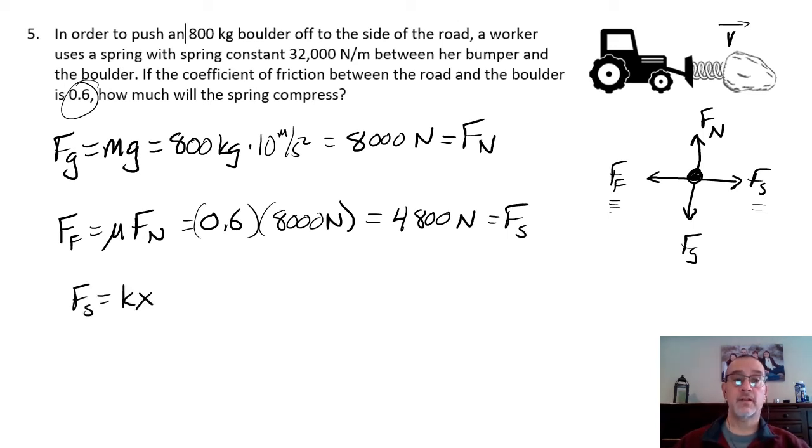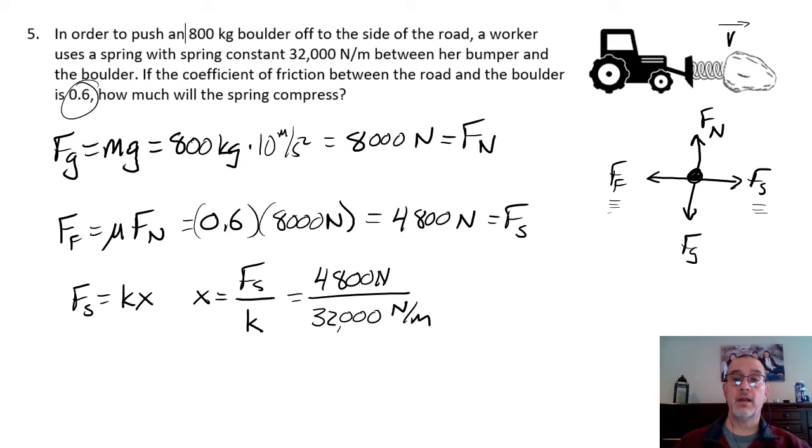Now the force of the spring is going to be equal to the spring constant times the amount that the spring is stretched, and we're looking for x. So we can rewrite Hooke's law, Fs equals kx, to be x equals the force that the spring is applying divided by the spring constant. And this is going to be the magnitude of the force. Remember, I got rid of the negative in Hooke's law just to talk about magnitudes of forces. So the amount the spring is going to be stretched or compressed, in this case compressed, is going to be the force of the spring divided by the spring constant.